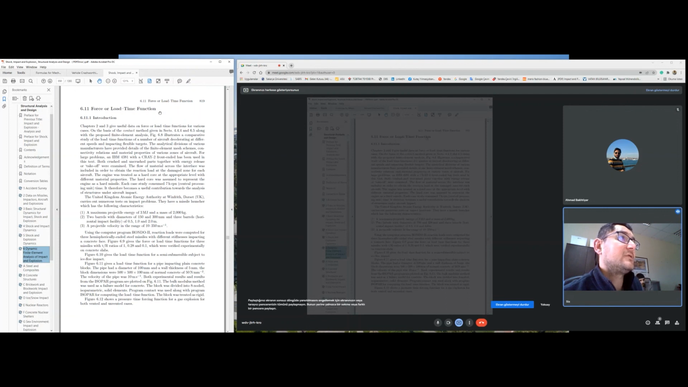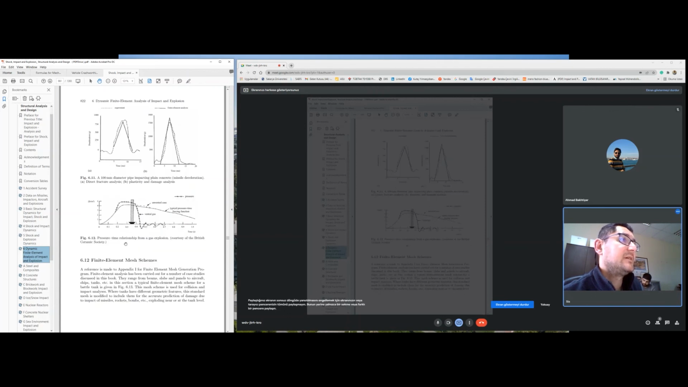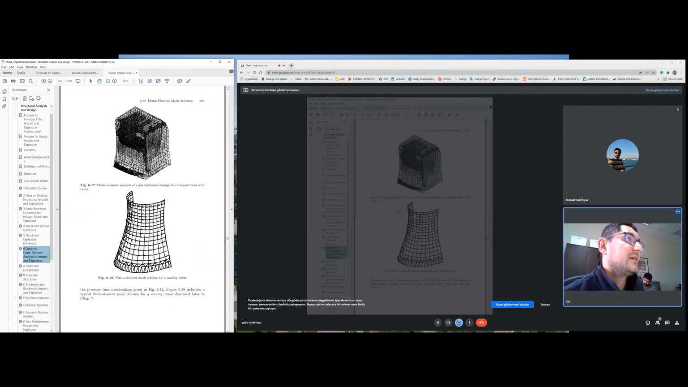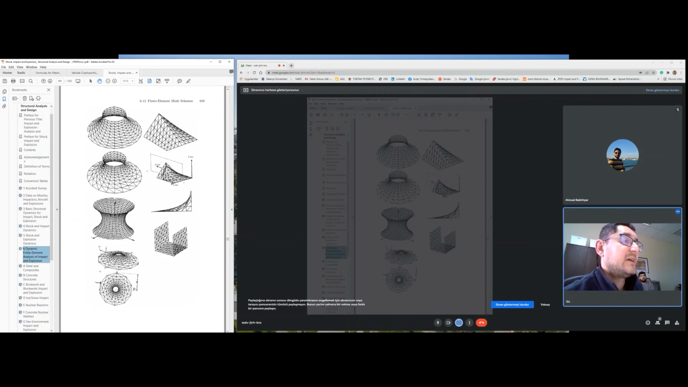Force or load time function. This can be important. The graphs. Finite element mesh schemes. This is also important. How you gonna mesh? When you're talking about the details, when you change the mesh, what is happening? You can get some idea from here. Hexahedral elements, beautiful behavior. Tetrahedral elements, bad behavior maybe.